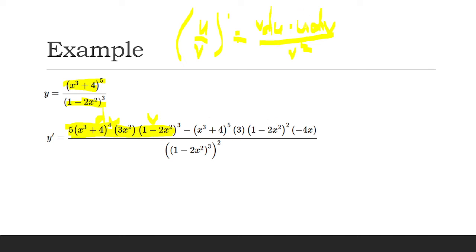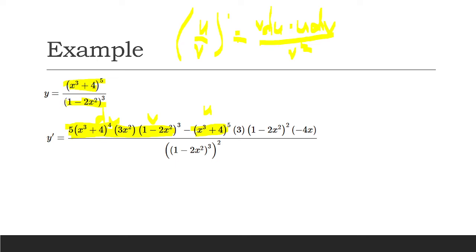Minus udv. So, what is our u? Our u is (x cubed plus 4) raised to 5. This is your u. Now, what is our dv? Our dv is the derivative of your denominator. So, what is the derivative of this one?